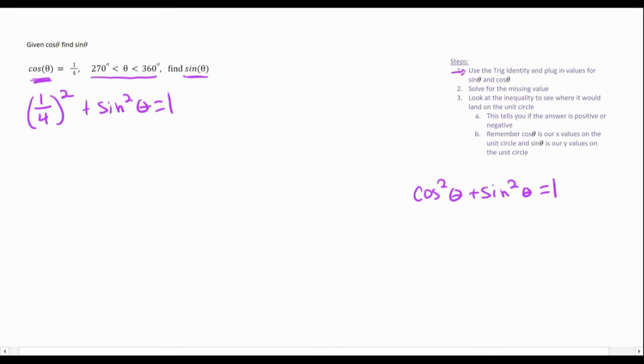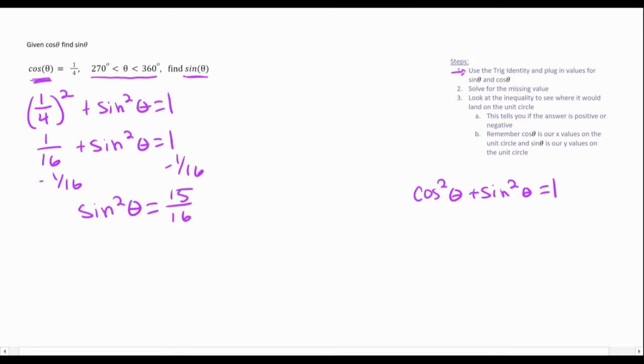And now I'm just doing some algebra to solve for sine theta. So I get 1/4 squared, which is 1/16, plus sine squared theta equals 1. Trying to get sine of theta by itself, so I'm going to subtract 1/16 from both sides to give me sine squared theta equals 15/16.